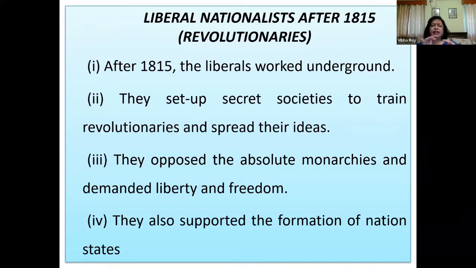They were secretly doing their work. They set up secret societies to train revolutionaries and spread their ideas. They opposed the absolute monarchies, and they demanded freedom and liberty. They also supported the formation of nation states.